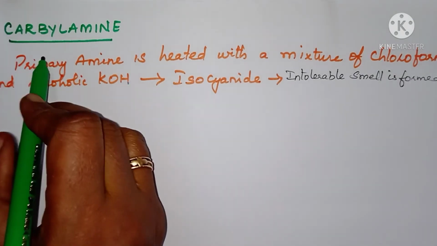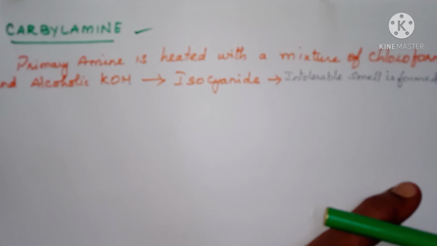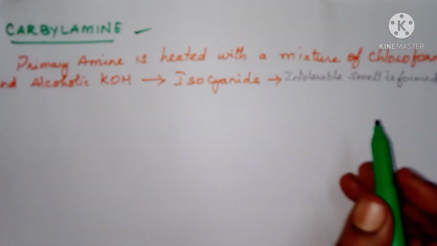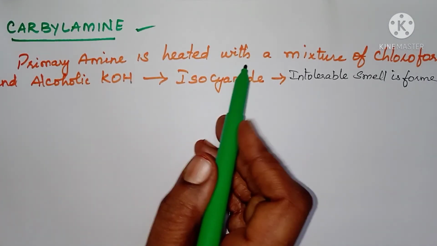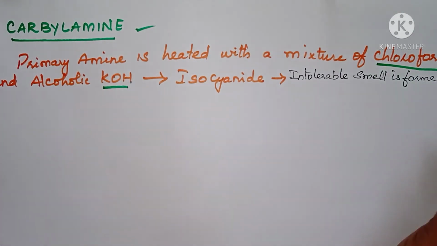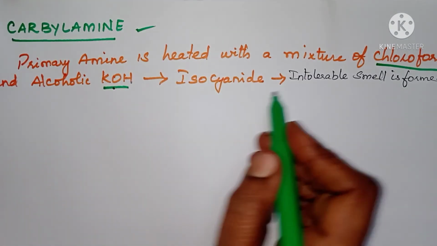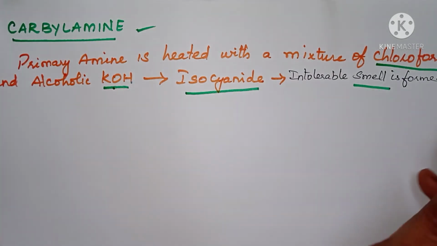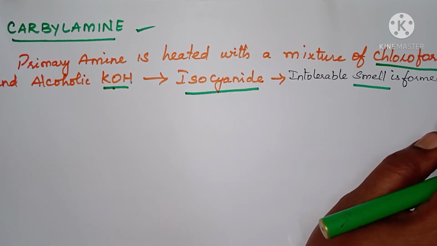The next reaction, which is a very important one, is the carbylamine reaction. The carbylamine reaction is easy to remember: chloroform mixed with primary amine. So a primary amine is heated with a mixture of chloroform and alcoholic KOH. These are the 2 points you just remember. Chloroform mixed with alcoholic KOH gives an isocyanide, which has a very intolerable smell. You can't even bear that smell. It's such a bad smell.